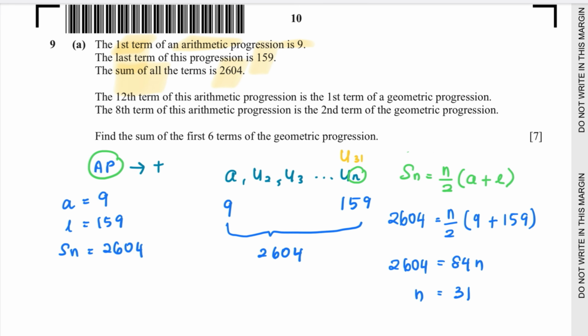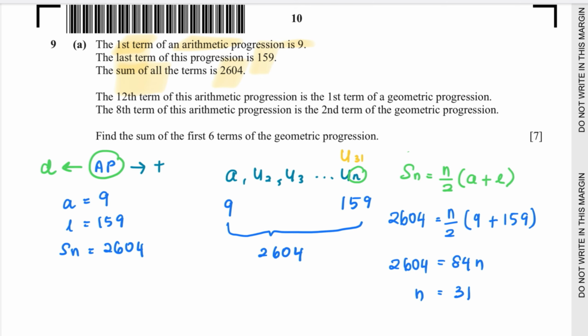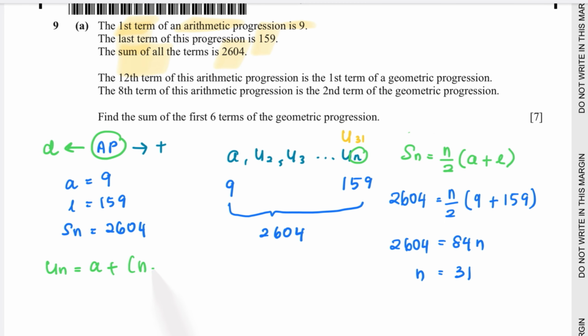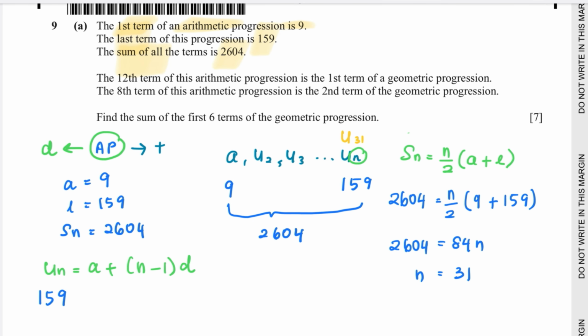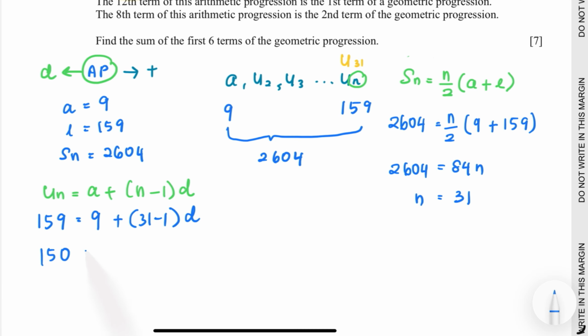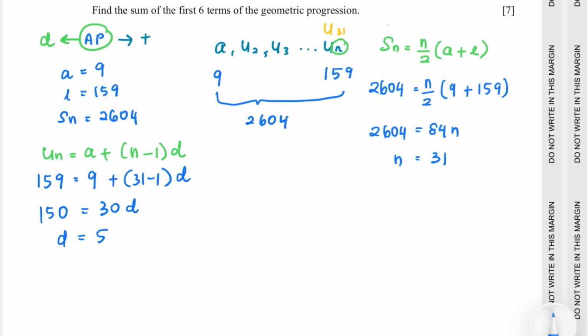In arithmetic progression, you need to have d, or common difference. Let's find d using the formula for the nth term. Un equal to the first term plus n minus 1 times the common difference. Term 31 is 159 equal to the first term 9 plus 31 minus 1 times the common difference. Hence, this will give me 150 equal to 30 times d. Hence, our d, or our common difference, will be equal to 5. Now, the important information about arithmetic progression is complete.